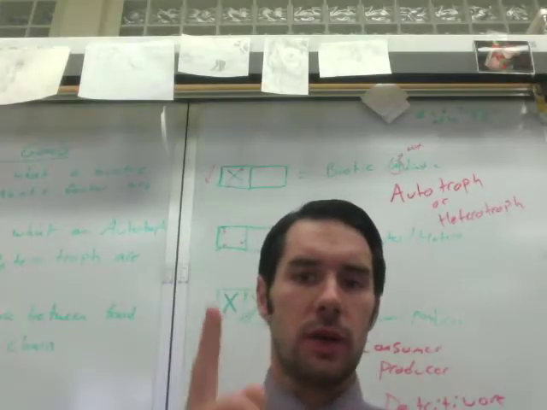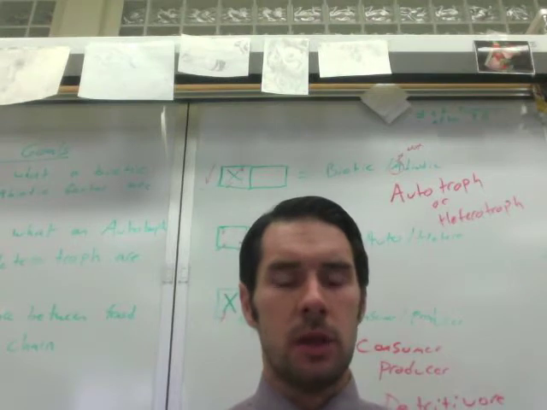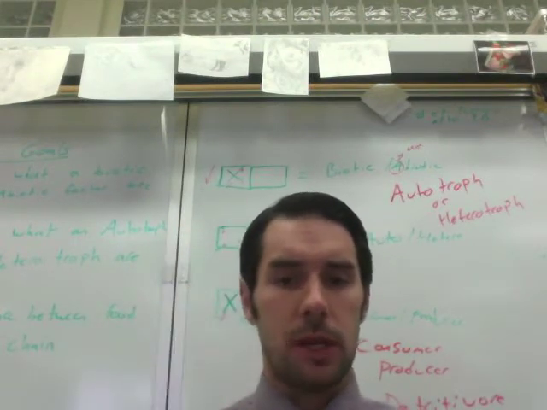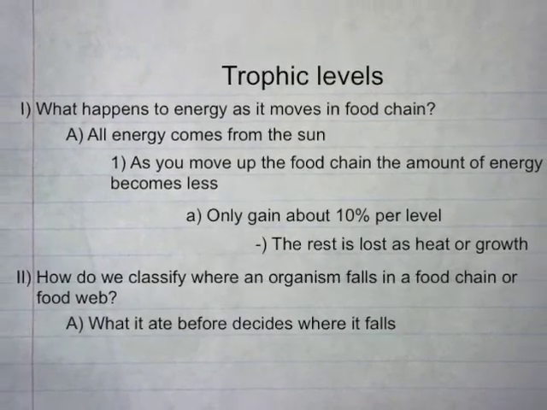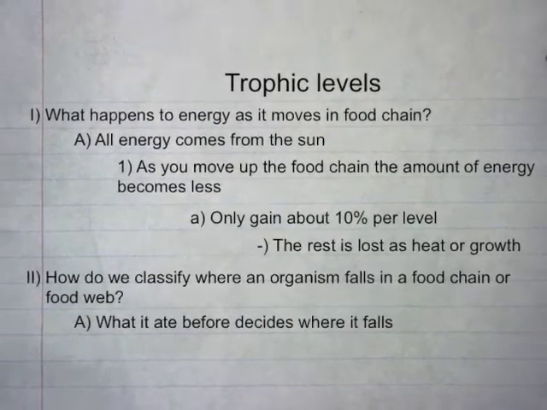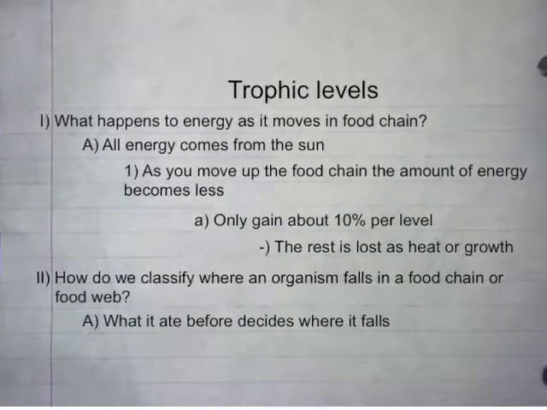So obviously, as we're going up the food chain, we're getting less energy. So we need to have different labels to decide where an organism fits on the food chain and be able to describe the amount of energy it has. Let's take a look at it. How do we classify where an organism falls in a food chain or food web? What it ate before decides where it falls.